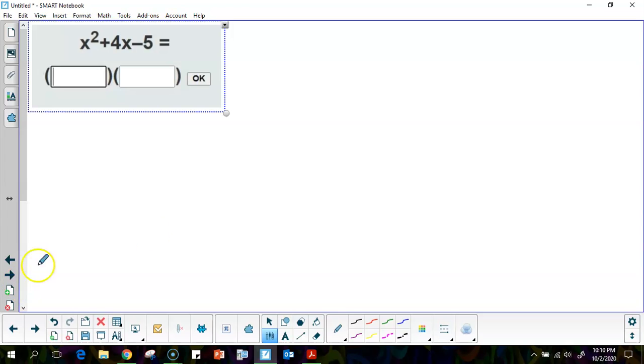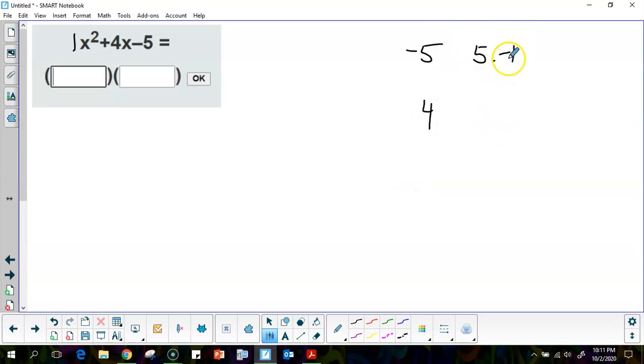Is that all of them? Nope, got one more. So this one, the a value is 1, so it's a lot easier. Factor pair for negative 5 that, when I combine it, equals 4. Well, 5 times negative 1 equals negative 5, and 5 plus negative 1 equals 4. So in this parentheses, I would have x plus 5, which is this part, and in this parentheses, I would have x minus 1, which is this part.